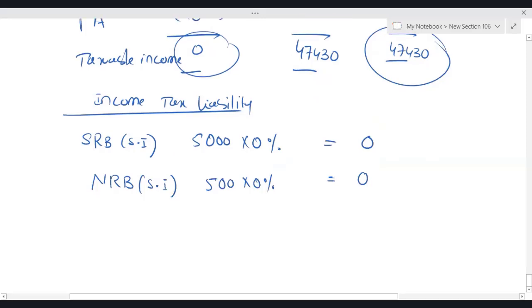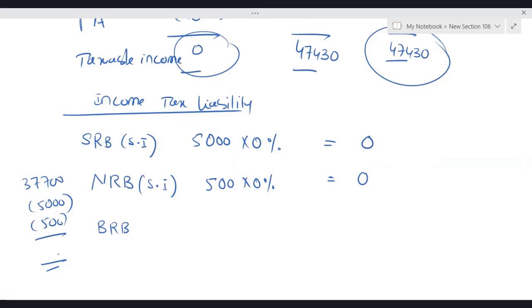Now, let's see how much space is left in the basic rate band. The limit of the basic rate band is 37,700. 5,000 we have utilized in starting rate band. 500 we have utilized in nil rate band. 37,700 minus 5,000 minus 500. So still we have a space of 32,200. Obviously now the applicable rate is 20%. 6,440.